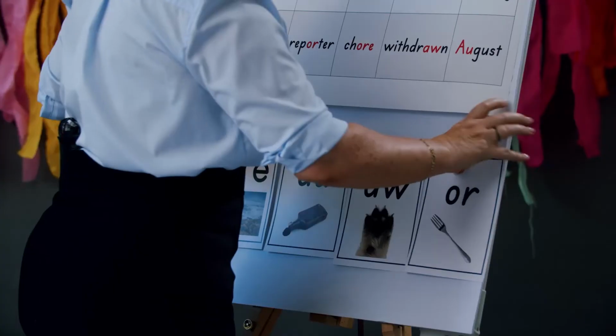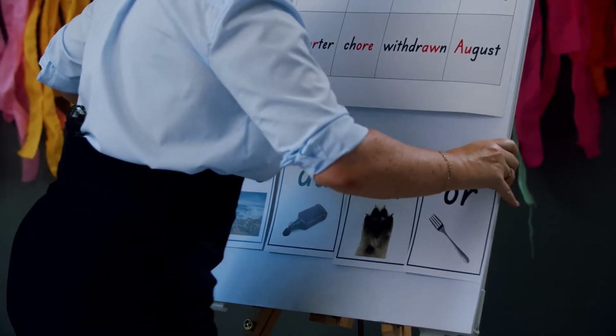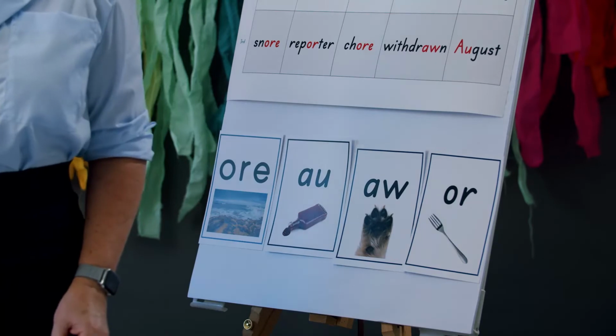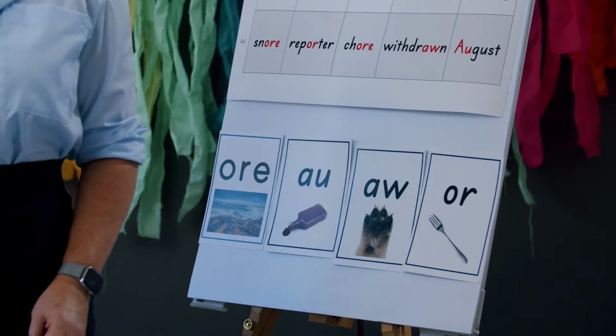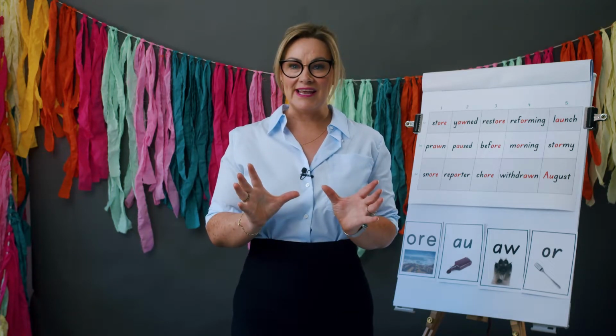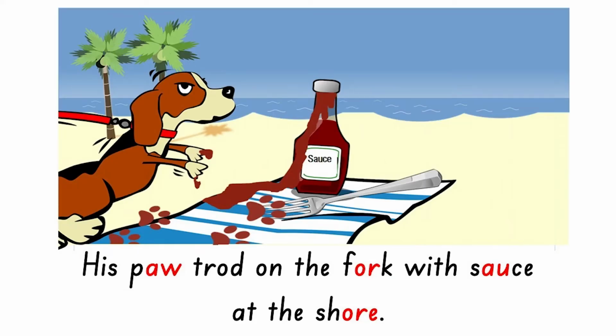Now, do you know what I love? I love a really good memory hook. Have a look on your screen now. You are going to see this picture of the dog and he's on the seashore. There's something going on in his paw, and there's a bottle of something. Can you see that in the picture there? Have a look what's going on. Now read the sentence with me. His paw trod on the fork with sauce at the shore.